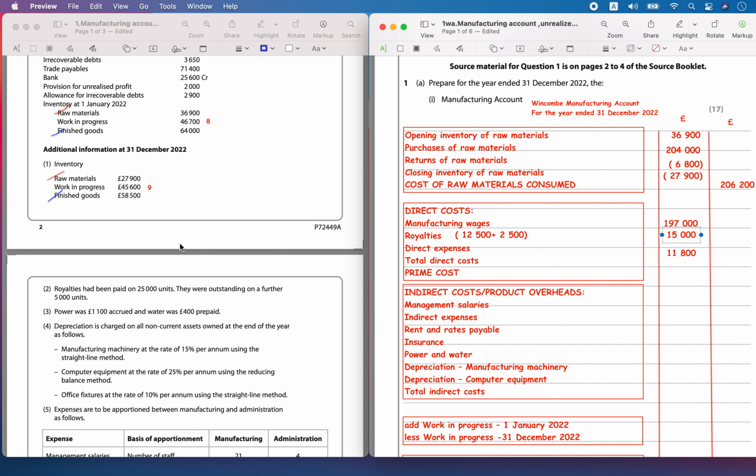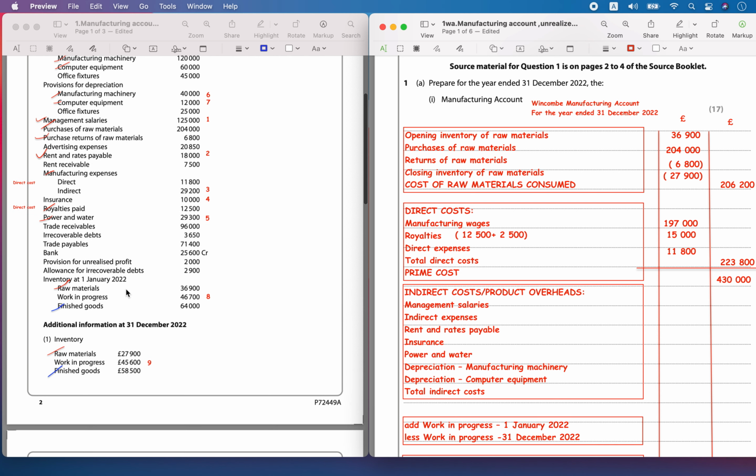Now let's calculate the total direct cost, equal to 223,800. Let's calculate the prime cost. So plus 206,200. So the value is 430,000. This is the total prime cost. Now let's include the indirect cost.